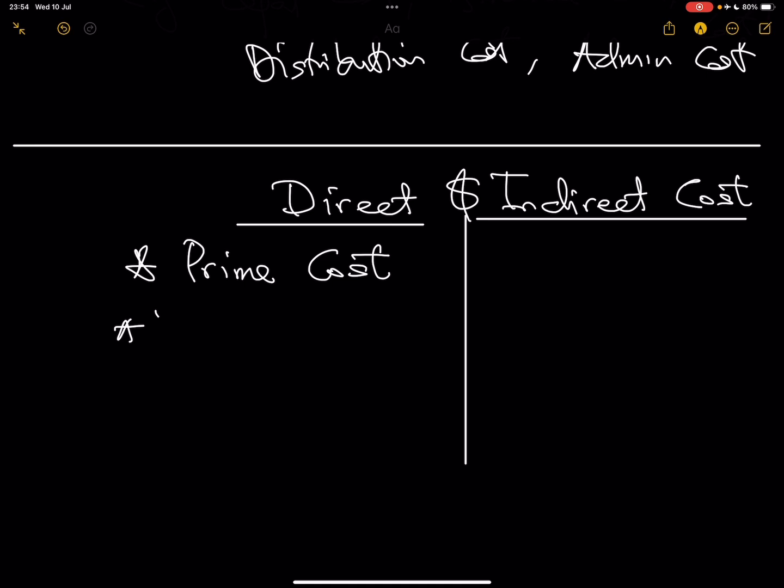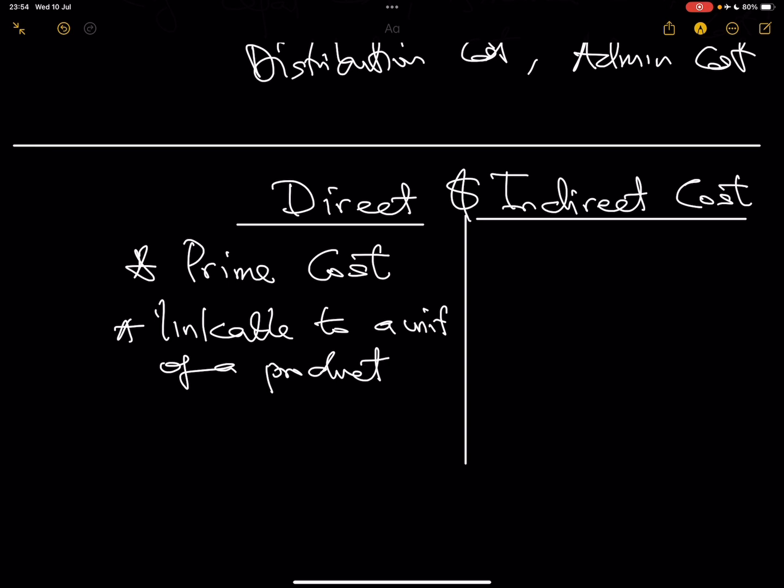So it's linkable to a unit of a product. That is the direct cost. Indirect cost is also called overheads.